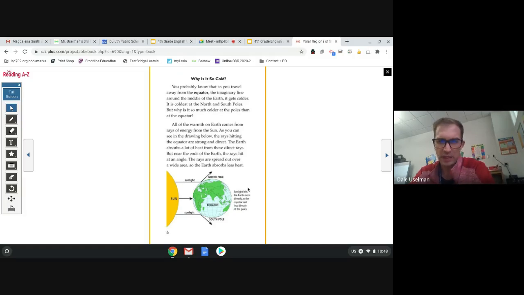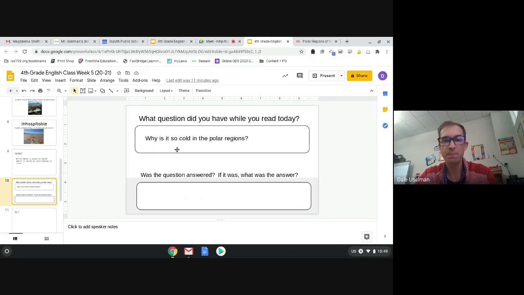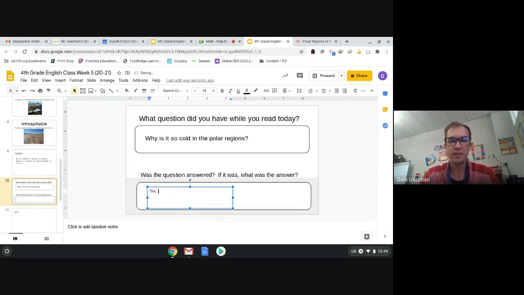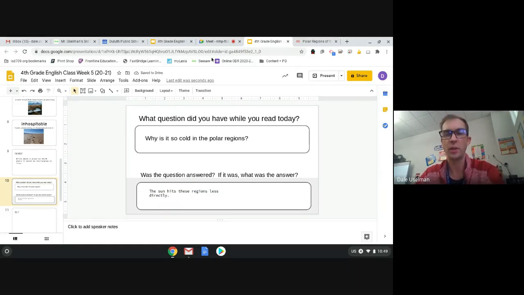Here's that picture it was talking about, and I can see that the sun hits the equator directly. Its rays hit the equator directly, so it's able to absorb more of that heat. But here at the bottom, I see that the sunlight is hitting at an angle, and a lot of that heat is being reflected off of the Earth. It says next to it, sunlight hits the Earth more directly at the equator and less directly at the poles. Well, that answers my question about why it is so much colder in the polar regions. The book just told us the sun hits these regions less directly. Awesome. Not always will that happen where I get to answer the question, but today it did while I'm reading this book.